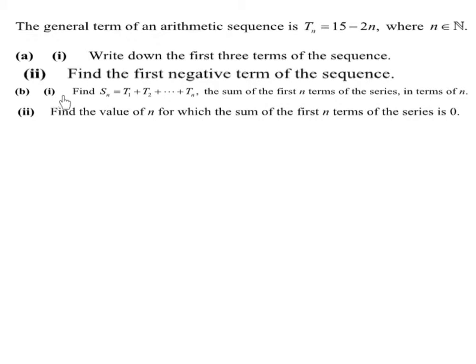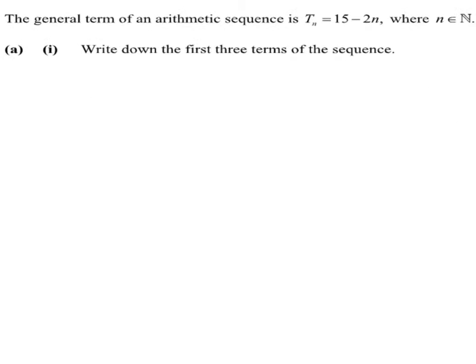B, part 1. Find Sn equals T1 plus T2 plus ... plus Tn, the sum of the first n terms of the series in terms of n. B, part 2. Find the value of n for which the sum of the first n terms of the series is 0. So A, part 1, write down the first three terms of the sequence.